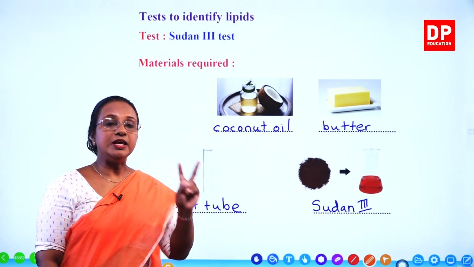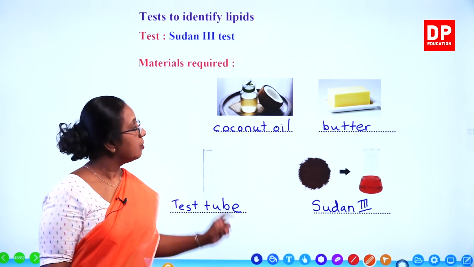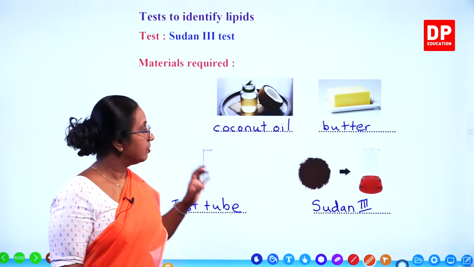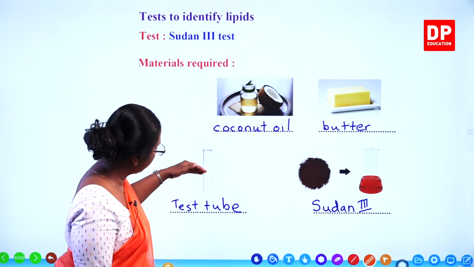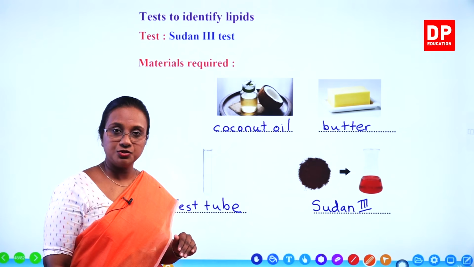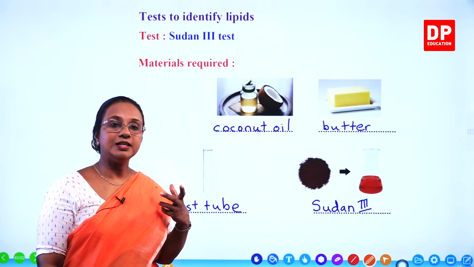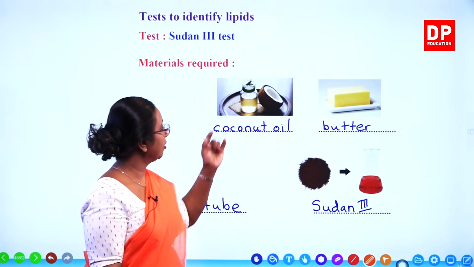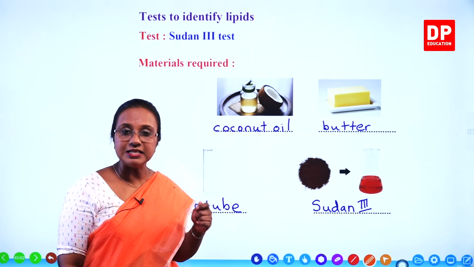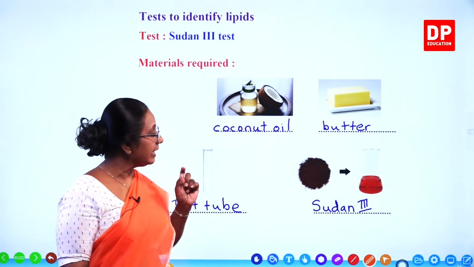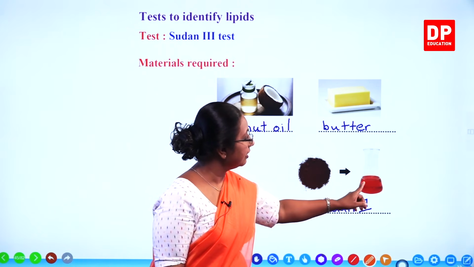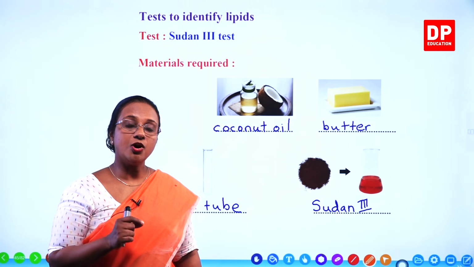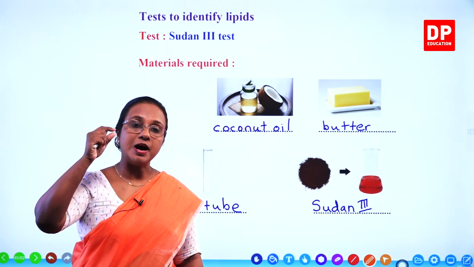So we will be doing two types of test. One is for the oil. I will explain that first. What we do is we take a small amount of oil into the test tube. And you can see the oil clearly. It will have a slight light yellowish color. Usually coconut oil has a light yellowish color. And into that you add a few drops of Sudan 3 reagent. That also we add drop by drop.